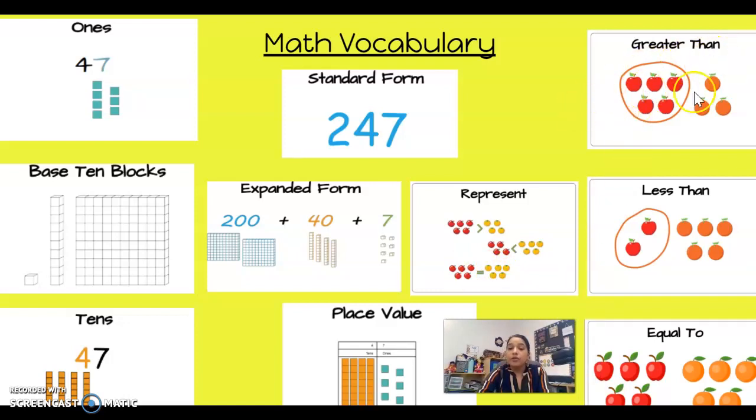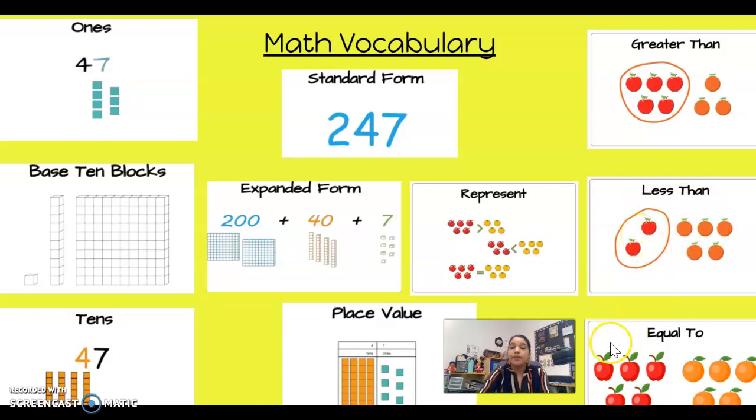Greater than. Greater than is when we have more of an object. So right here we have 5 apples and 3 oranges. So we circle the 5 apples since it has more. So we can say that the number of apples is greater than the number of oranges since we have more apples. Less than. Less than, we have 2 apples and 5 oranges. So we have less apples. We have fewer apples.